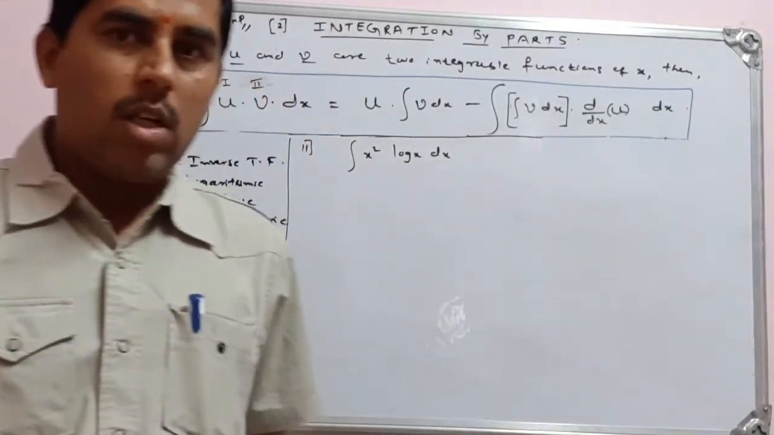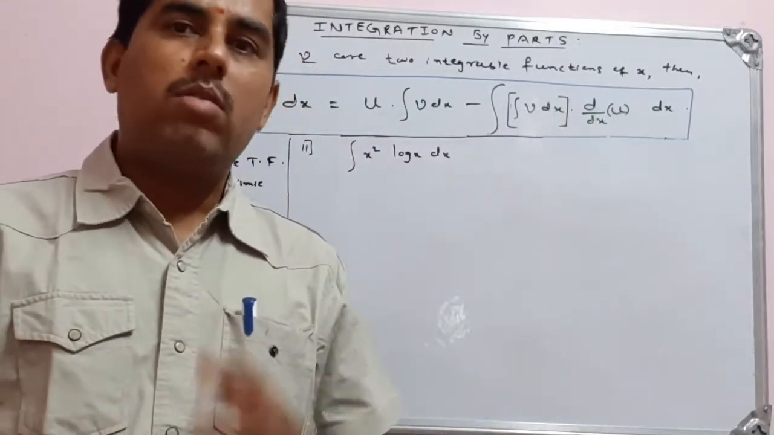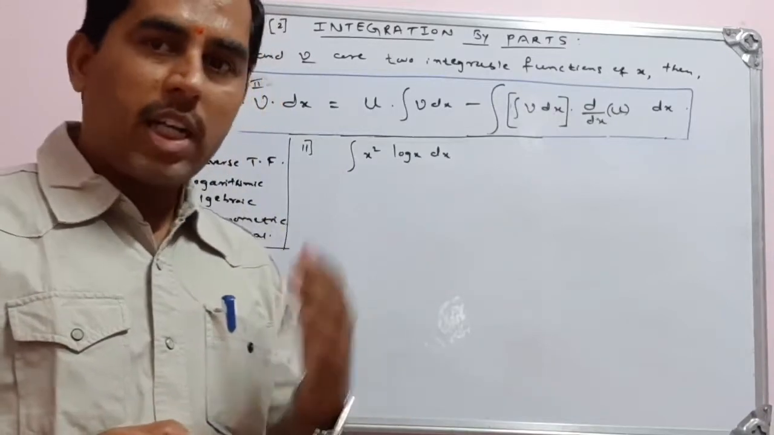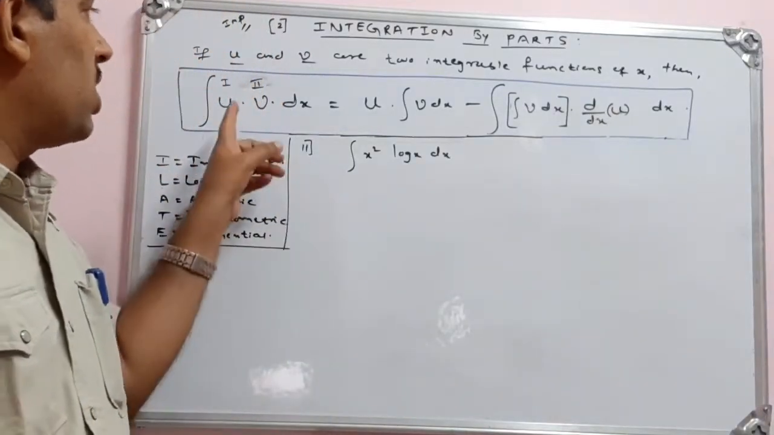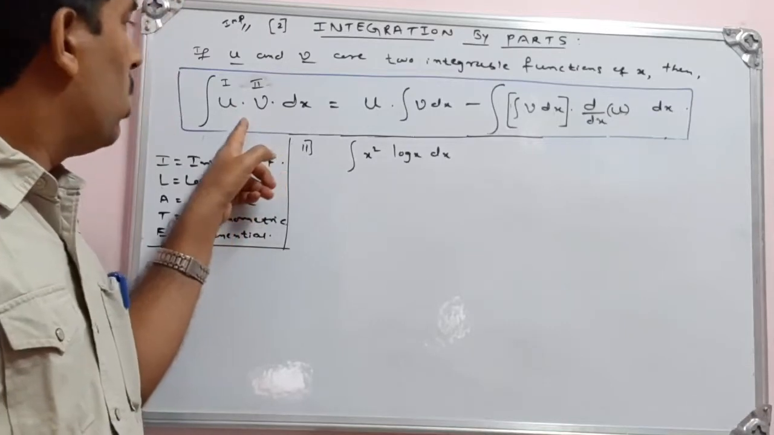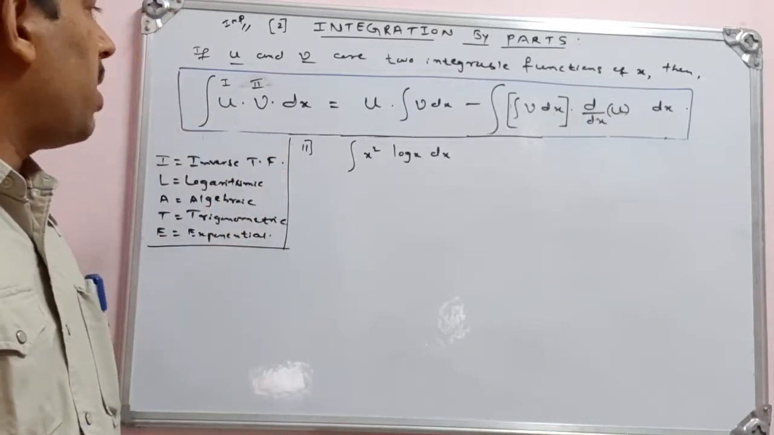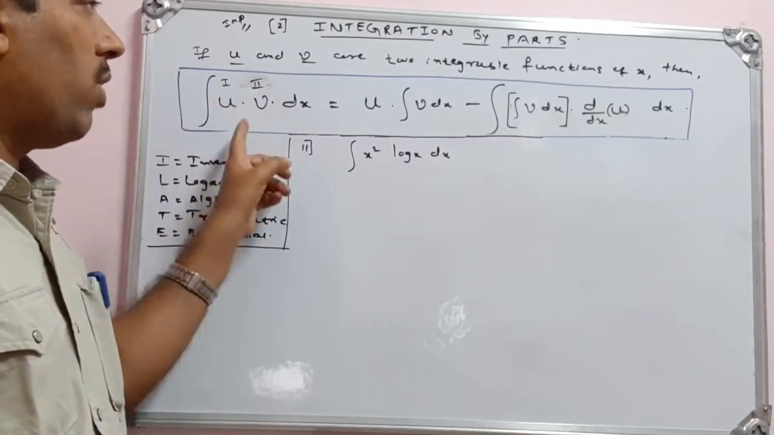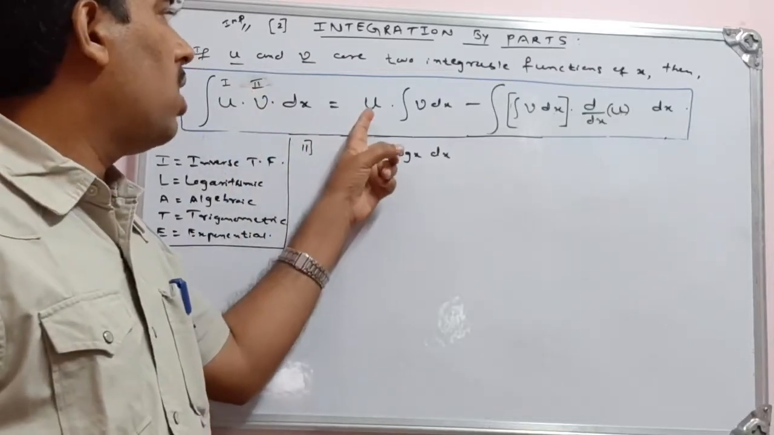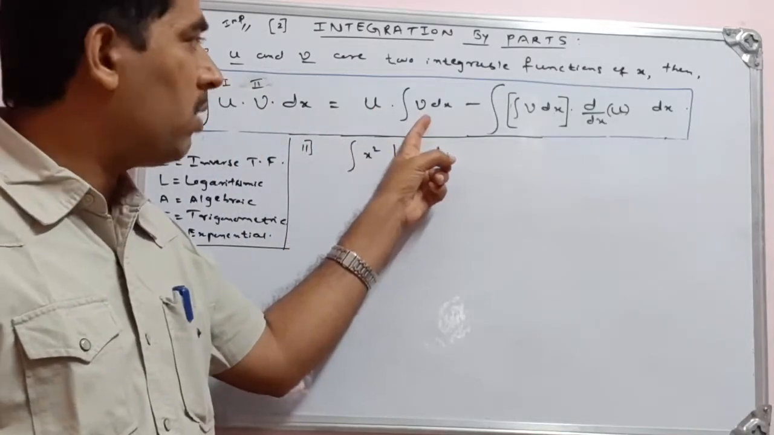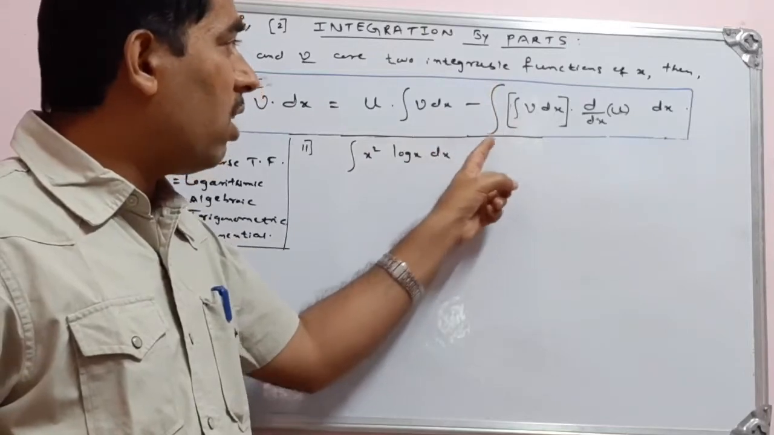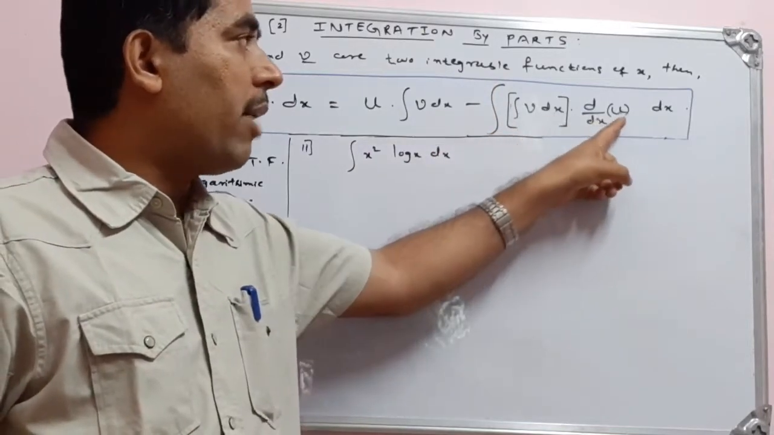Welcome to the class. In our previous class we have worked out 10 examples on integration by parts. So this is the formula of integration by parts. Integration of a product of two functions can be integrated by using this formula: first function into integration of second function minus integral of integrated function into derivative of first function.